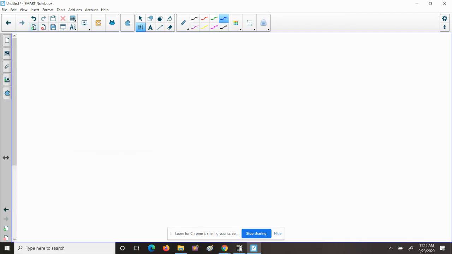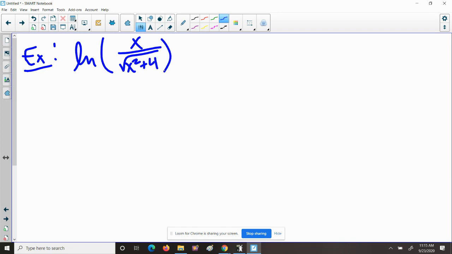So I just want to practice really quick. I'm going to do two problems where we are just going to expand them out, use our properties. Let's say that we have natural log of x divided by the square root of x squared plus 4. And we want to expand this out.